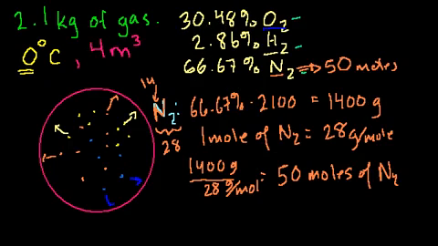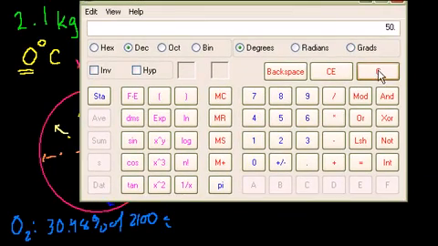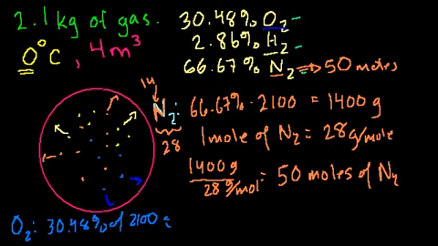All right, let's do oxygen next. So we do the same process over again. 30% is oxygen. So let's do oxygen down here, O2. And remember, these percentages I gave you are the percentages of the total mass, not the percentage of the moles. So we have to figure out what the moles are. 30.48% of 2,100 grams is equal to, let's see, 0.3048 times 2,100 grams is about 640. Let's round off. So this is equal to 640 grams.